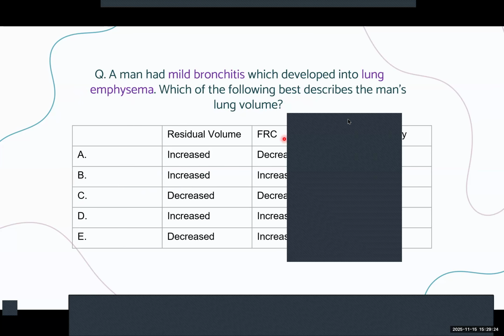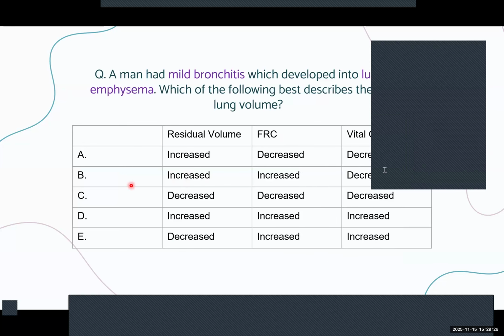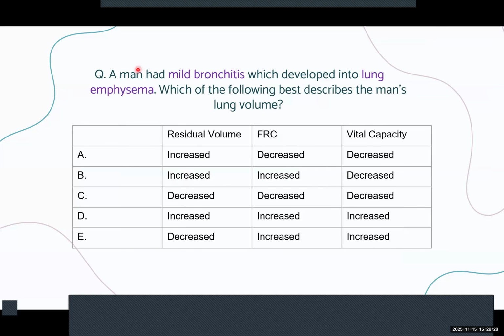Yep. MashaAllah, you guys are very smart, MashaAllah. The answer is B. So this question is talking about mild bronchitis and lung emphysema, which is an obstructive pulmonary disease. So the main difference between restrictive and obstructive is that in obstructive disease, you have problems in exhaling. So your exhalation is obstructed, and in restrictive, your inhalation is restricted.